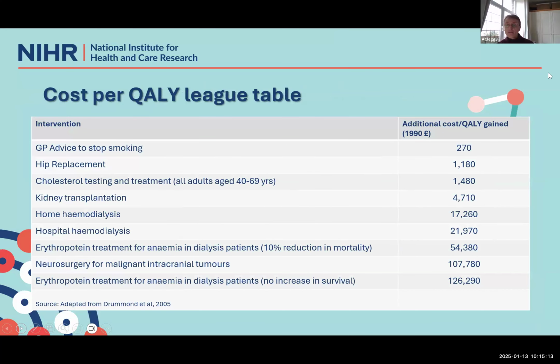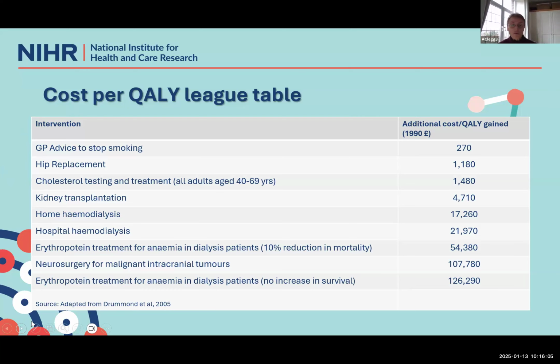Just to give you an indication, here's one of the ways you can compare them, which is using league tables. As you can see, there's an enormous variation here between all these different types of interventions that have been examined. And back in the late 90s, early 2000s, people did put the different interventions that funders could pay for in league tables to see whether they were beneficial. But how do you move from deciding whether to put money into GP advice to stop smoking or into Orkambi, which is quite a number of times bigger cost per QALY, from £270 up to £218,000?